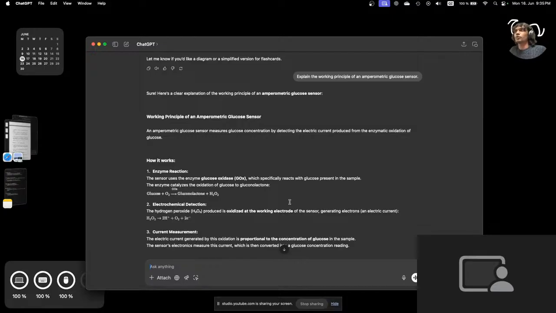An amperometric glucose sensor measures glucose concentration by detecting the electric current produced from the enzymatic oxidation of glucose.